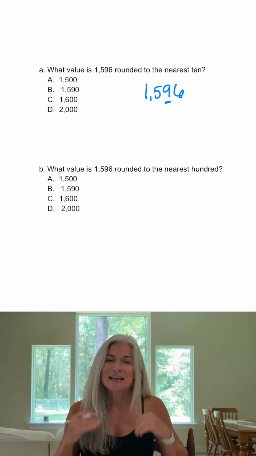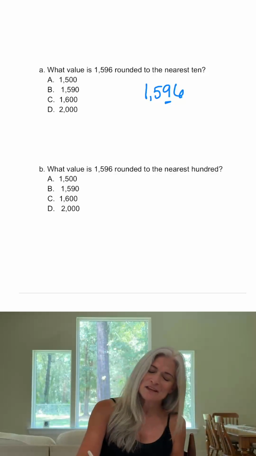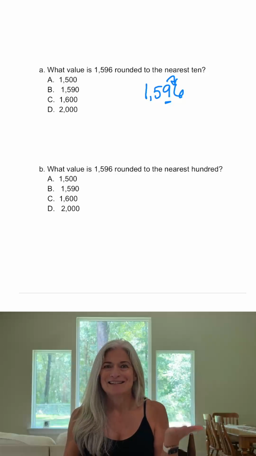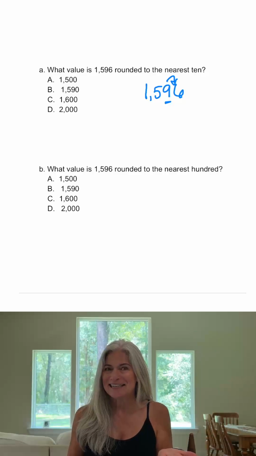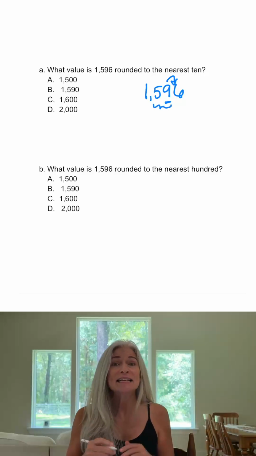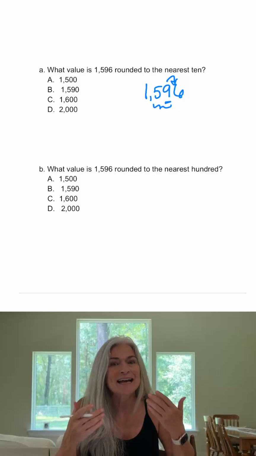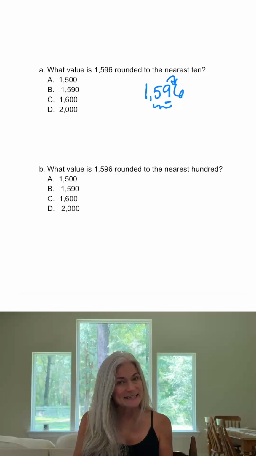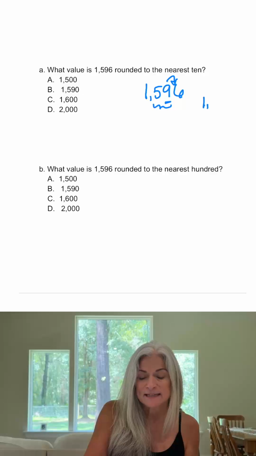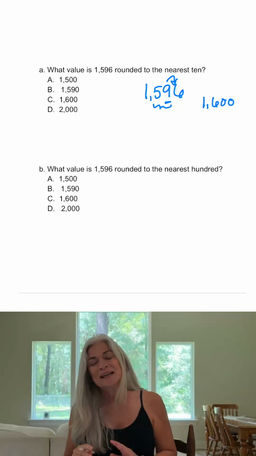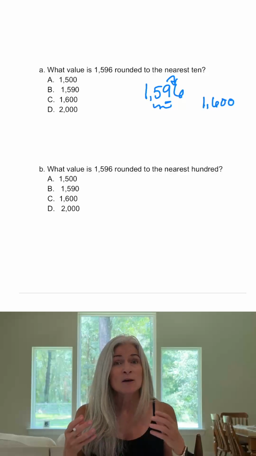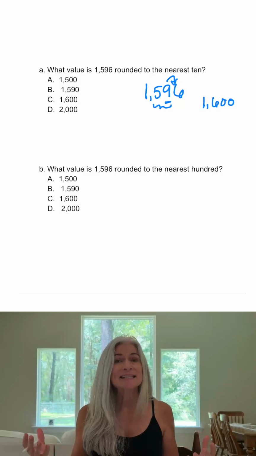Now, you may have said, I learned that you look at the neighbor to the right, and if it's 5 or more, you round up. Well, how do we round up 9? Well, let's think about this as 59 tens. What would the next 10 be? 60. So it would round up to 1,600.